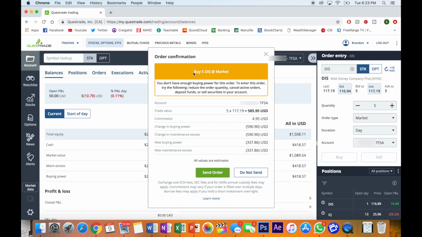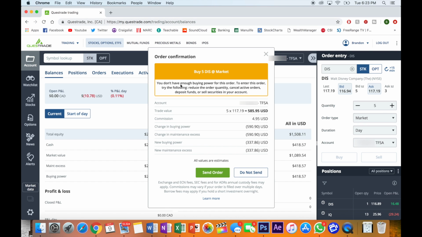What this is telling us is we want to buy 5 shares of Disney at the market. So that's at the market price. Right below, it's just giving us a little notice here that we don't have enough buying power for this order. In other words, I don't have enough money in the account. To enter this order, try reducing the quantity, so buy less shares. Deposit more funds. This is just, like I said, a mock order, guys.